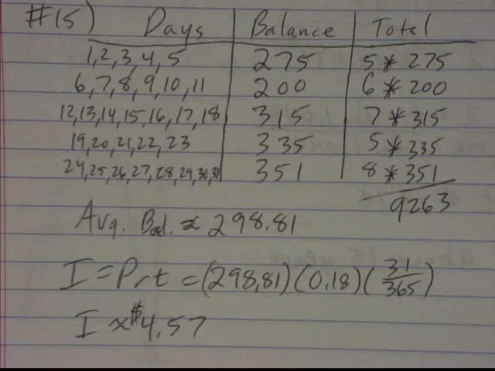All right, and a good example to walk through with that is example number 4 that starts on page 417. All right, so that's the average daily balance problem. All right, the next one we're going to look at is problem number 16.